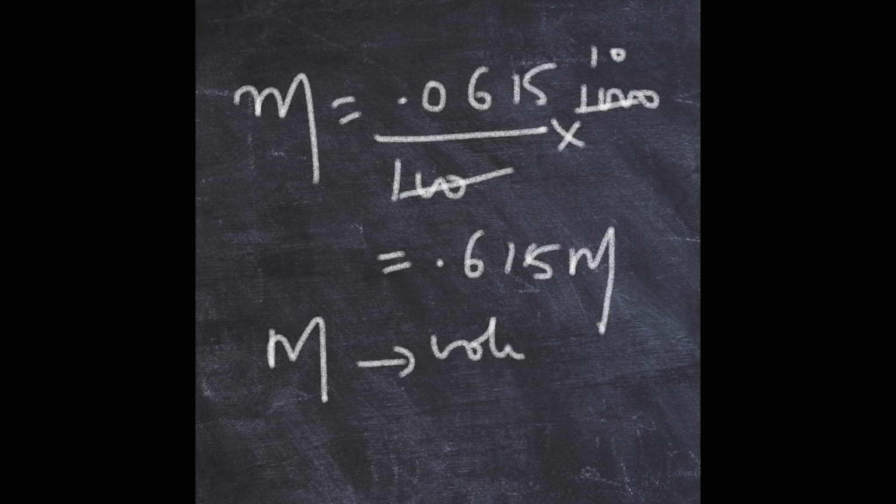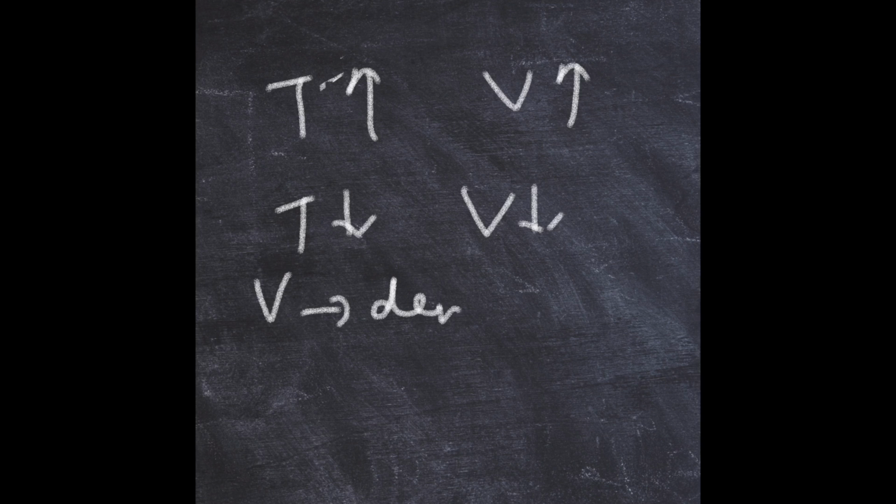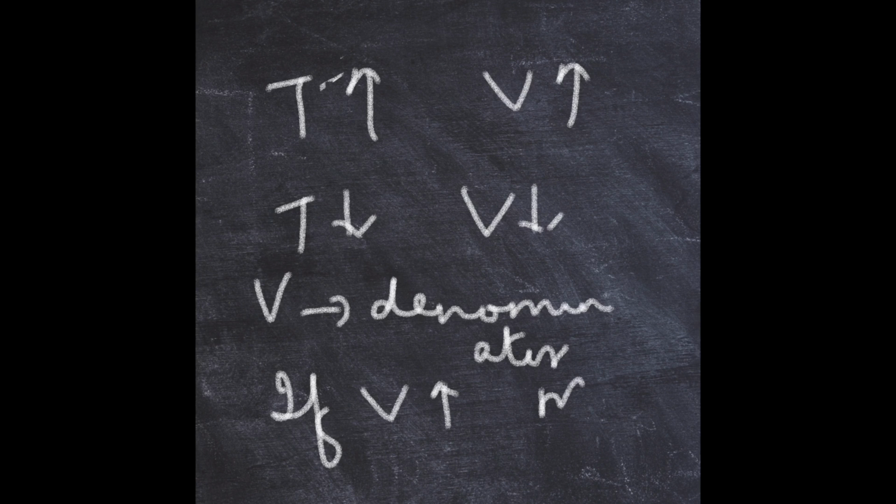One thing to be remembered is molarity has the volume term, and volume depends on temperature. So if temperature increases, volume will increase, and if temperature decreases, volume will decrease. And here the volume term is in the denominator. So if volume increases, molarity will go down, and if volume decreases, molarity will increase.